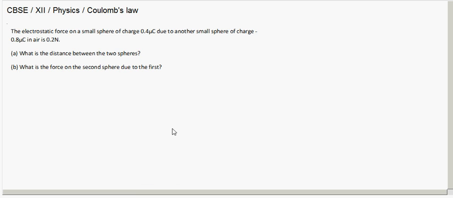In the last class, we have discussed electric charges and Coulomb's law. In this class, we will do some problems based on those topics.